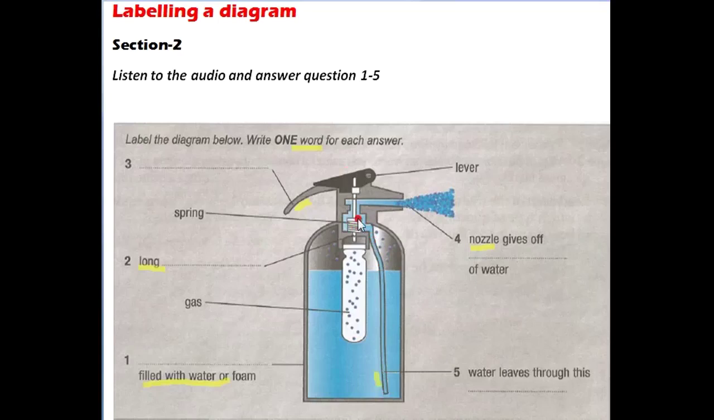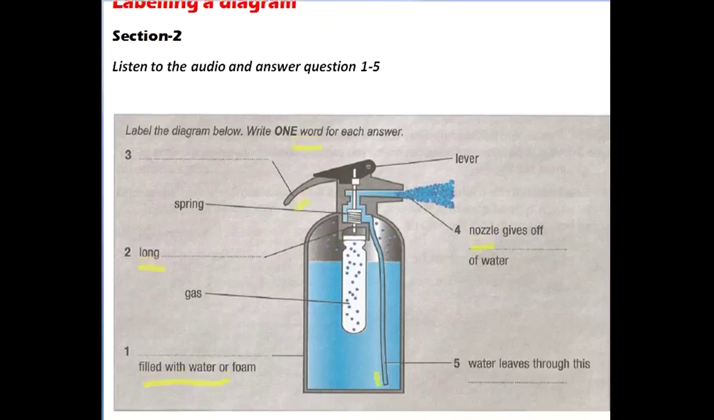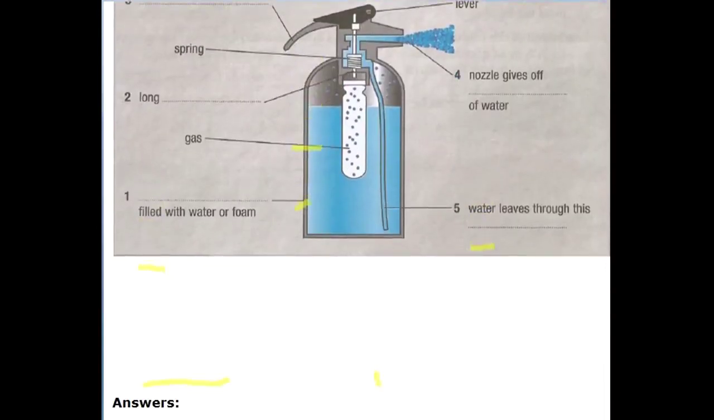So it's a long tube that runs from the spring to the bottom. We cannot write "long tube" again because we have to write one word. So the answer is tube. I am pausing the audio in between so that I can tell you how to find the answer. In the real task, you're not going to have any pause, so you have to keep moving accordingly as I am instructing you right now. That's all. You can have a look at the answers here.